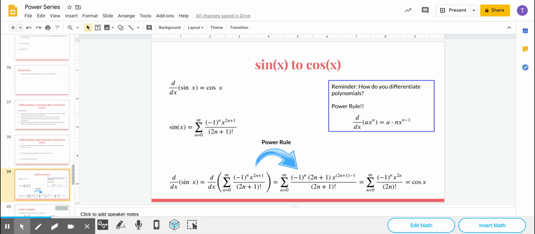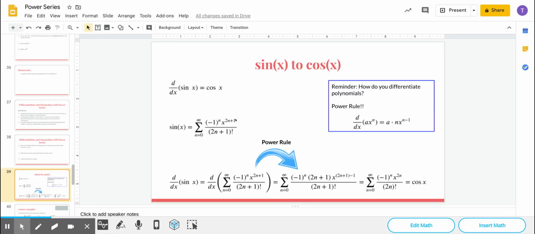Let's look at the case of sine to cosine. What do we know right off the bat, sort of in the beginning? Well, we know that the derivative of sine is definitely cosine. That's something we learned first semester, maybe even first month of last year. And so this is something really well known to us.